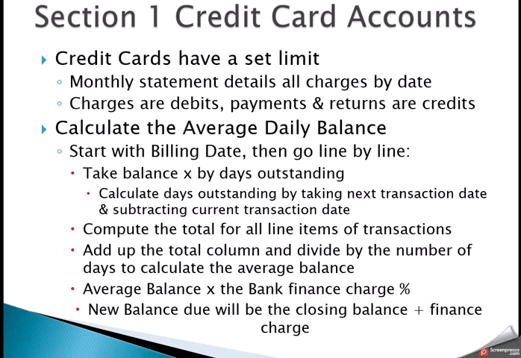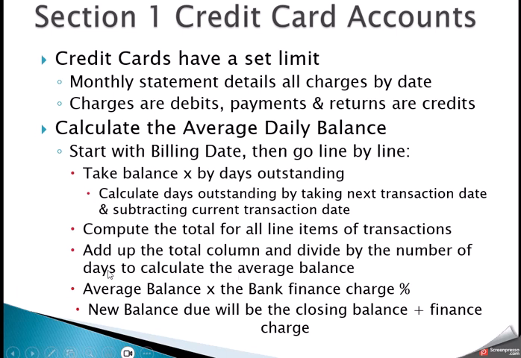If you go from the 10th to the 12th, it's 2 days. The 12th to the 16th would be 4 days. But you're always looking ahead. So those days outstanding is your current transaction to your next transaction. Then you're going to go through that line by line: the date, the transaction amount, what does that bring your balance up to? Multiply by your days outstanding from the current transaction to the next, and then calculate out a total. We're going to do that for every line item on our statement, add that total up and divide it by the number of days.